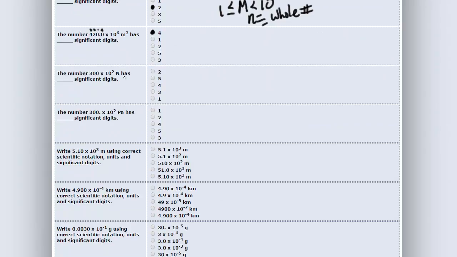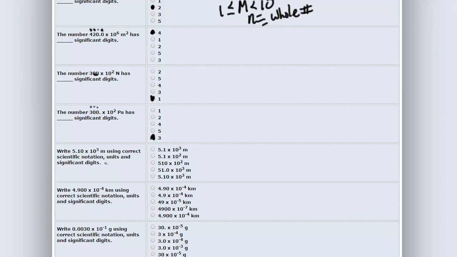The number 300 times 10 to the second, there's no decimal point, so you know these two zeros cannot be significant. There is only one significant digit there. 300 with a decimal point, yes, now this one is significant, and this is significant, and zeros between are significant, so we have 3.